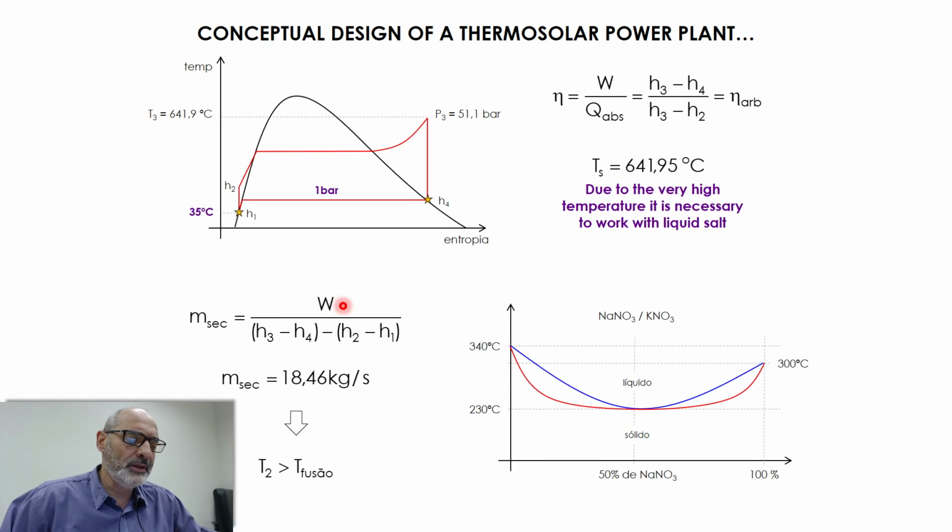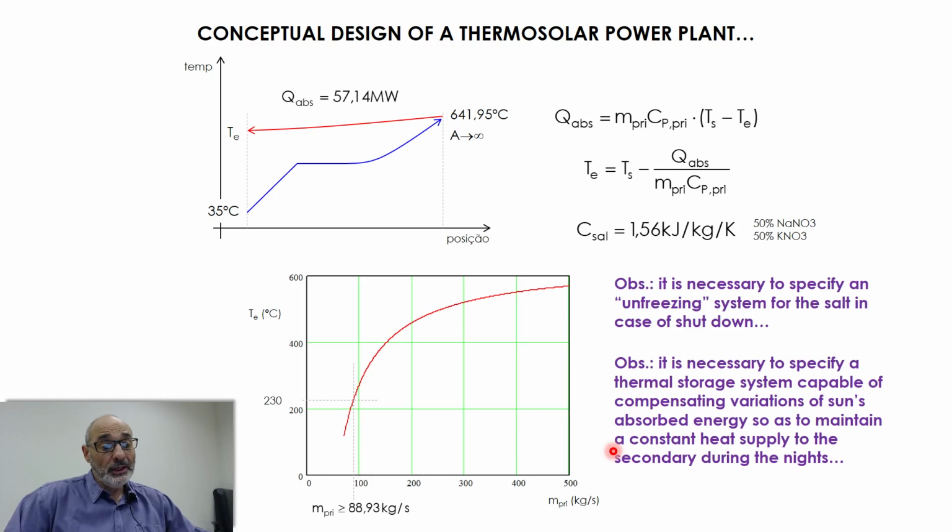Okay, so the flow rate of the secondary cycle is, well, first law of thermodynamics here, okay? So it's simply W, and well, I already solved the thermodynamic cycle, so I know all the enthalpies, and by replacing all the proper numbers here, I get 18.46 kilograms per second. That's the flow rate here in the secondary cycle, okay? And as I mentioned, temperature at 2 must be higher than the melting temperature of our working fluid, okay?